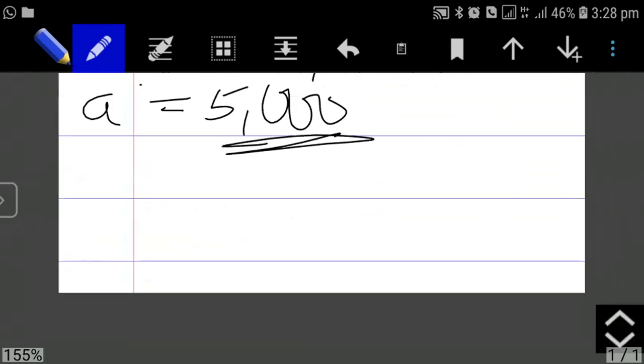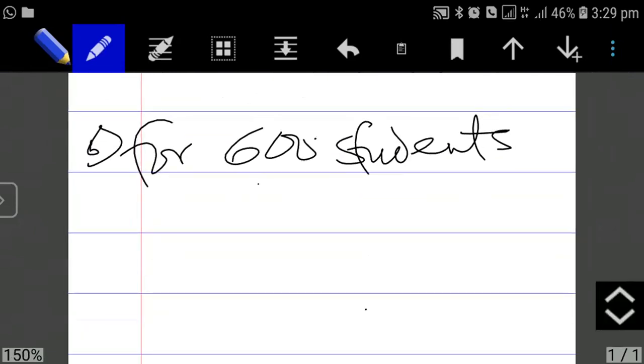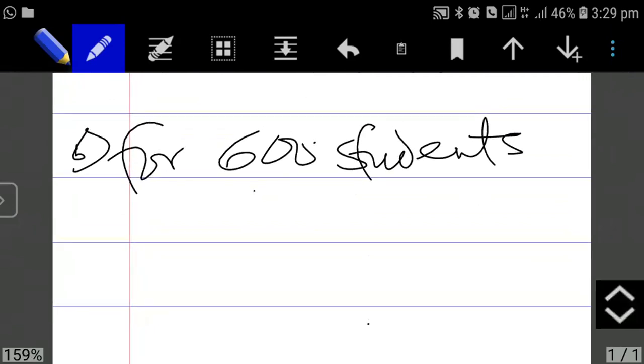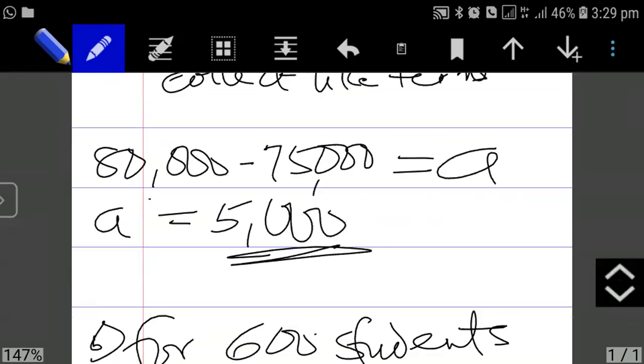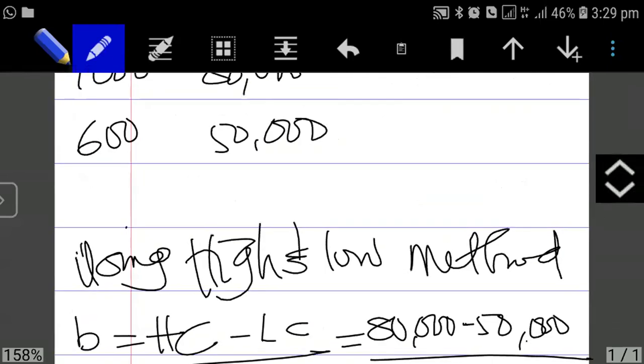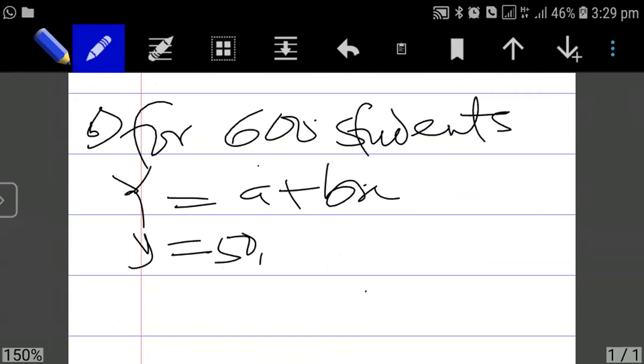For the second one, in which the level of activity, okay, let me say for 600 students. I hope you are following and you're actually getting it, right? If no, the comment section is available. Please do drop a comment. You still go back there. Y equals A plus BX, and you can write BX bar. Y equals, what is the cost for the 600 students? The cost for the 600 students is 50,000 naira. So your Y is equal to 50,000 naira, and your B, which is a variable cost, we've already calculated that, remains your 75 naira.